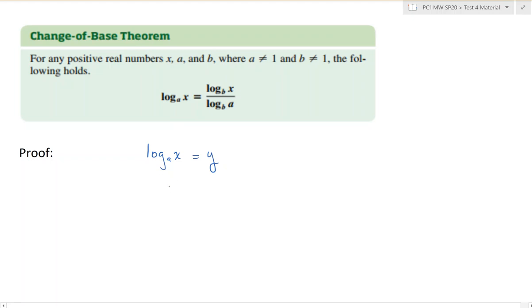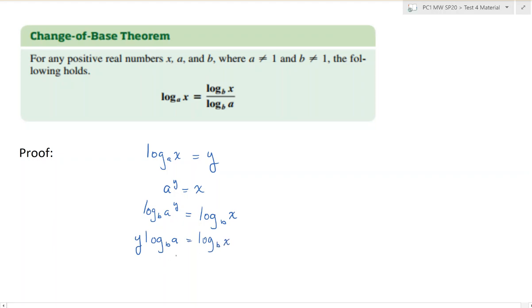So we could rewrite this in exponential form, a to the y equals x, and then we can use the log as an operator. I'm going to take a log base b of a to the y, which is going to equal the log base b of x. Our power property says that we can take this y, that is the exponent on the argument, and bring it in front of the log to be the coefficient of the log. So this is now y times the log base b of a, which equals the log base b of x.